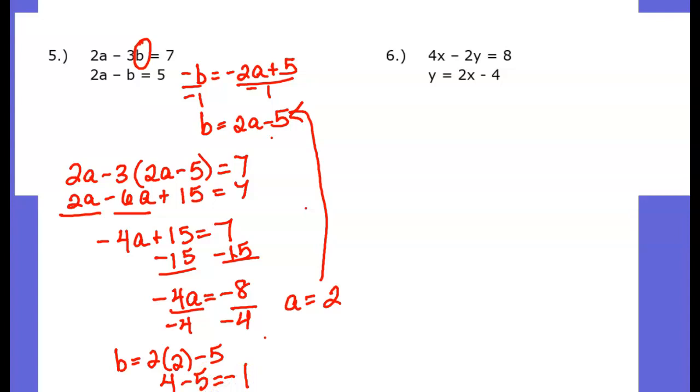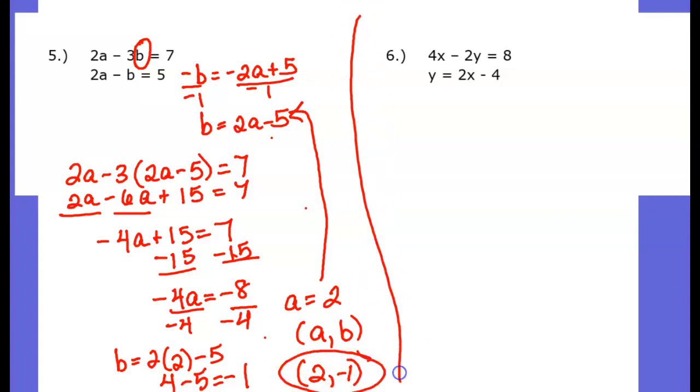Now, because we don't have an x and a y, we have an a and a b, we're going to put the ordered pairs in alphabetical order, a and b. So in this case, it would be 2 and -1. Again, then you can take it and plug them in and do your check step.